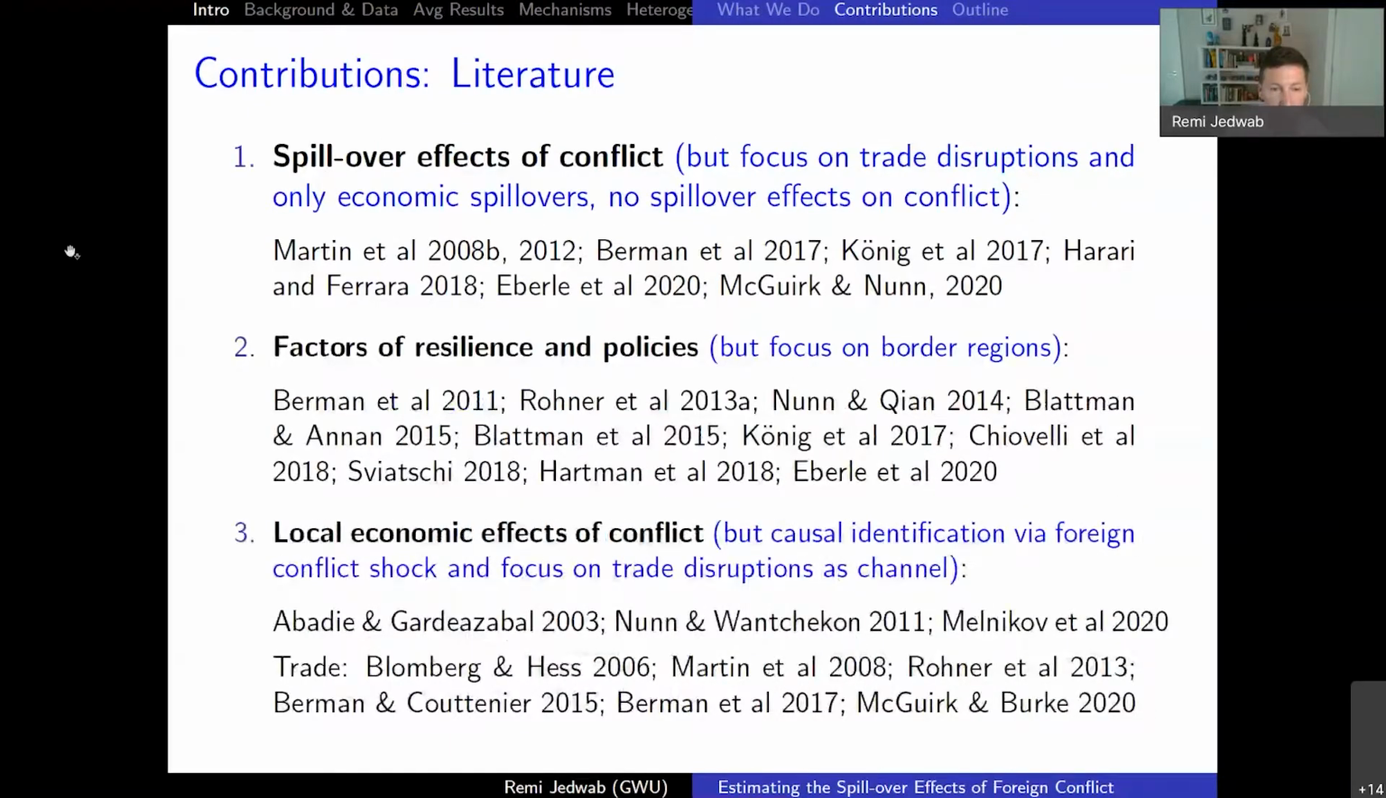In terms of literature, there are three literatures here. One is on the spillover effect of conflict, and one is on which policies we need to adopt in conflict countries. But in this case, we focus on border regions in the non-conflict countries. Then there's also the literature on the local economic effect of conflict. Here we focus on foreign conflict, and we focus a bit more on trade as well. A lot of people attending the conference today have contributed to these literatures.